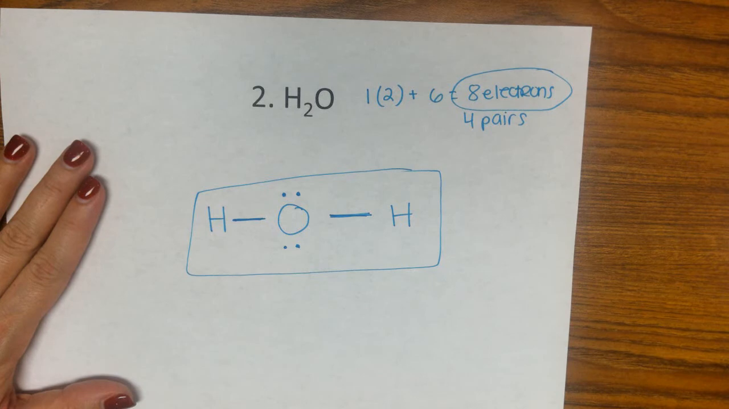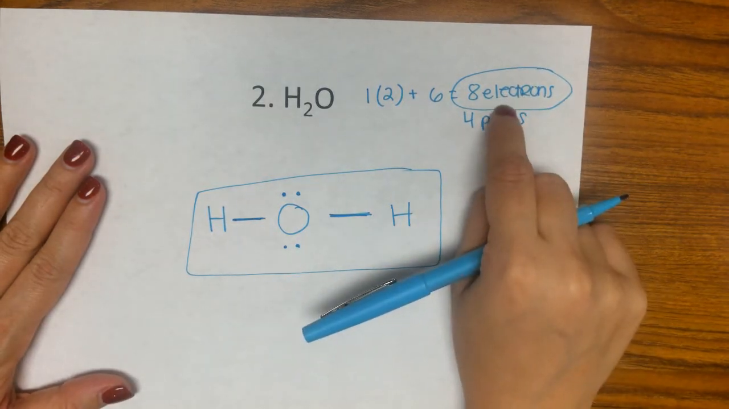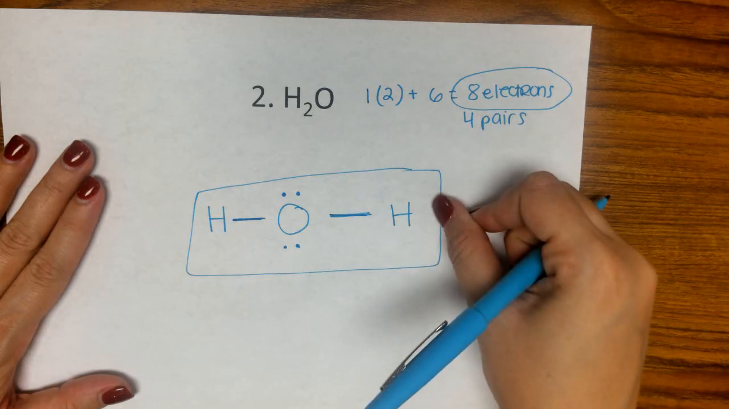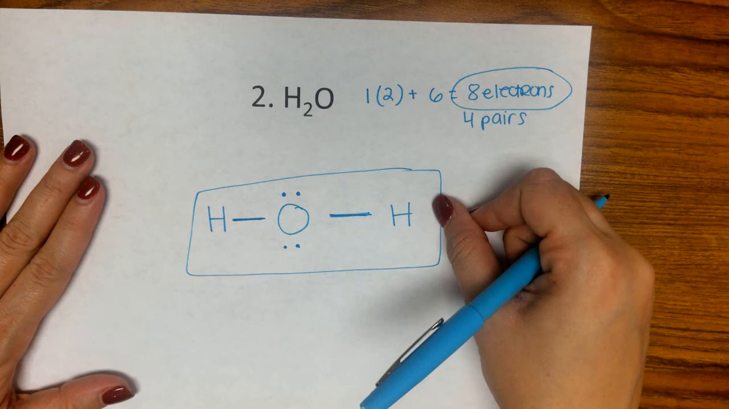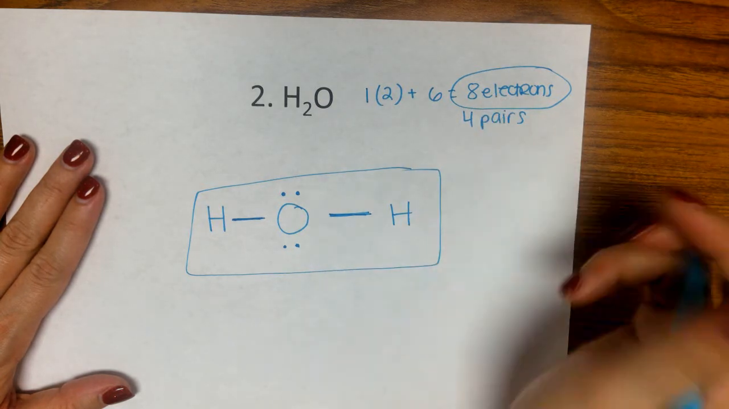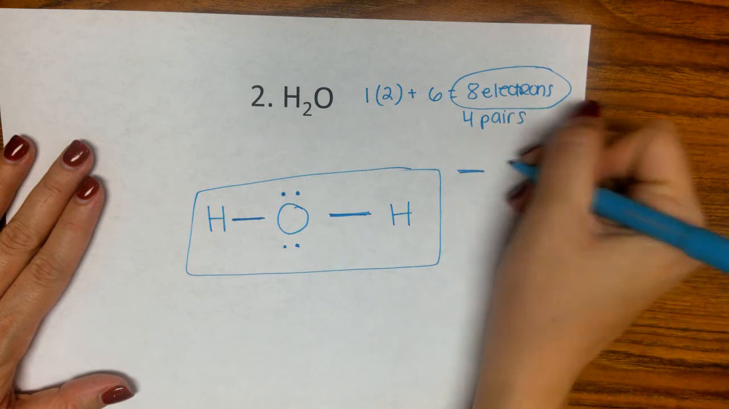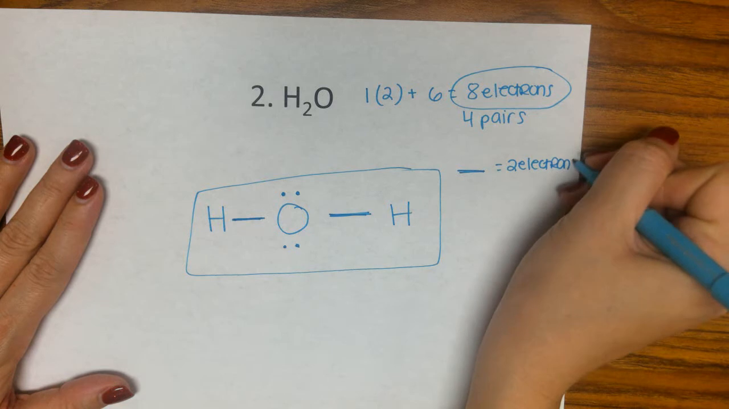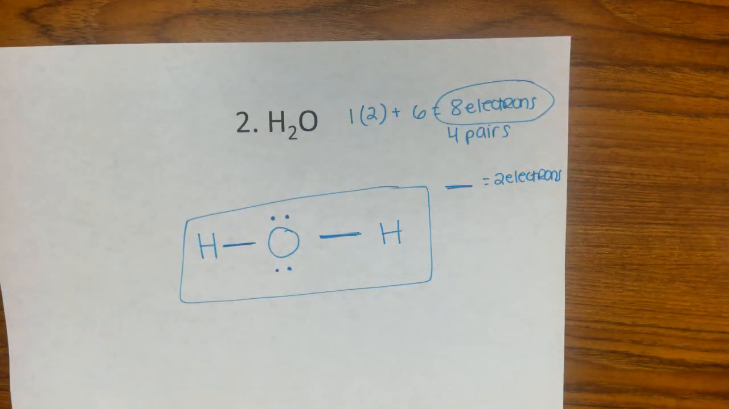Now you have to make sure whenever you draw Lewis structures that the amount of electrons that you count up in the beginning is how many are in your Lewis structure. If there's supposed to be 8 electrons and you don't have 8 drawn, it's wrong. No matter what, always, no ifs, ands, buts. This number has to equal however many you draw. And remember, a single bond, which is a line, is 2 electrons. We're going to draw 2 more together.